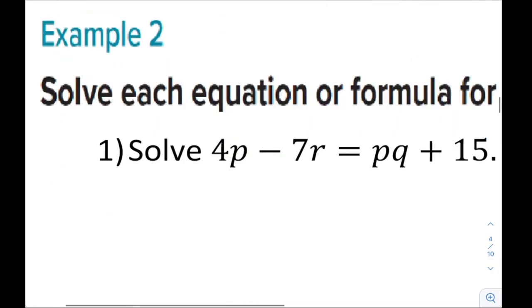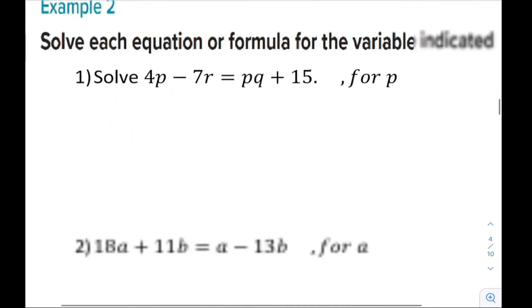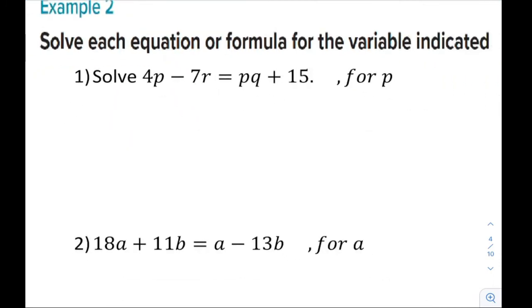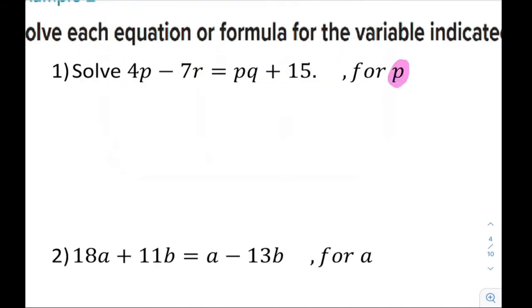Okay, let's go one more step. Now, sometimes you will have the variable in both sides. The variable that we are looking for exists on the right and on the left-hand side. Now, look here carefully. We are solving for P. You find here that P is to the right and to the left of the equation. P is on both sides. What can I do in this case?